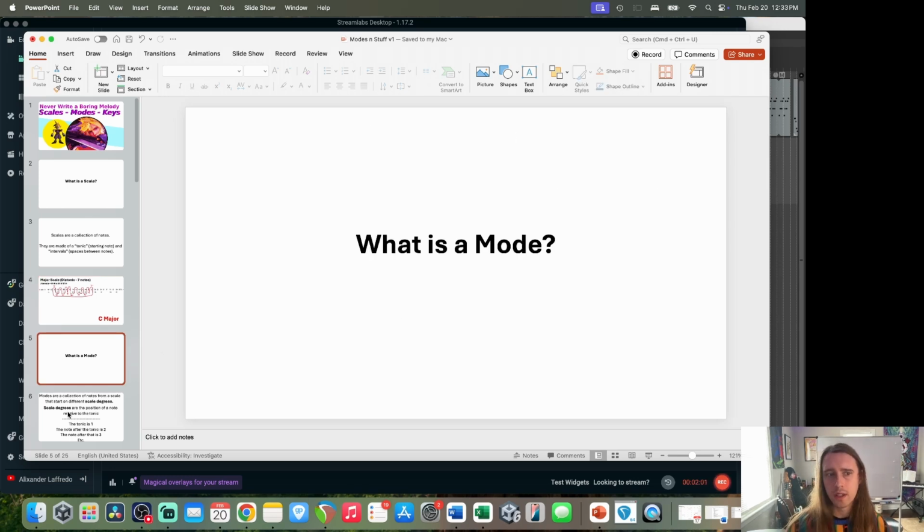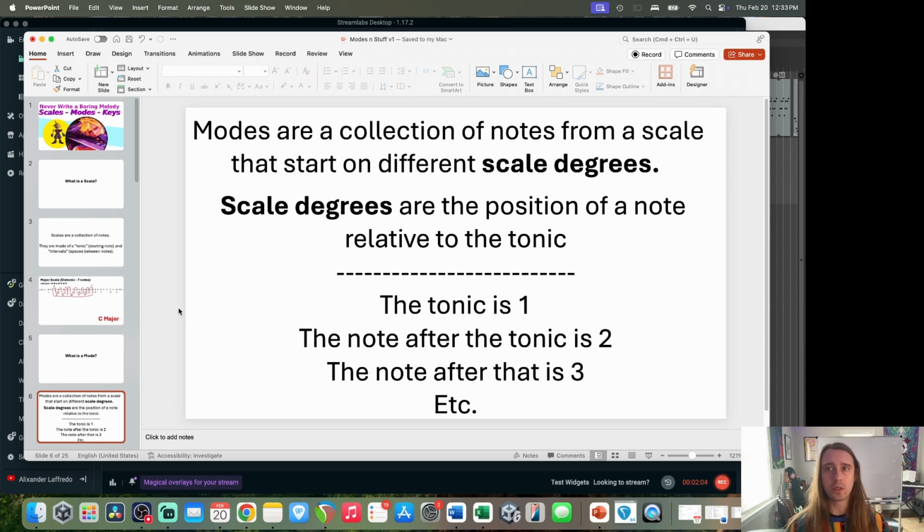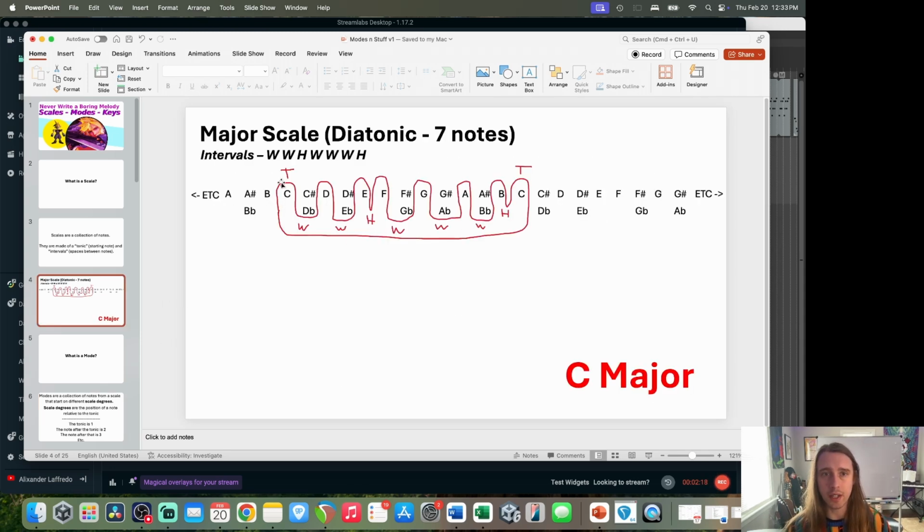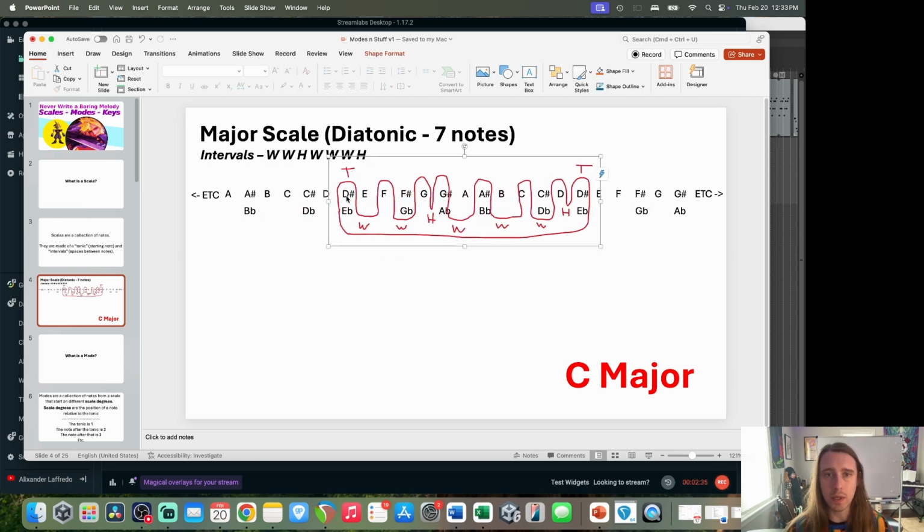What's a mode? Well, a mode is a collection of notes from a scale, but they start on different scale degrees. So what is a scale degree? Scale degrees are just the position of a note relative to the tonic. So if the tonic, in this case, right, our tonic is C, well, C is 1. And the note after the tonic, in this case D, is 2. And the note after that is 3. And F would be the 4th scale degree, and G would be the 5th scale degree, right? If we move this to, say, D sharp major, D sharp is the tonic, therefore D sharp is 1. F is 2, G is 3, so on and so forth.